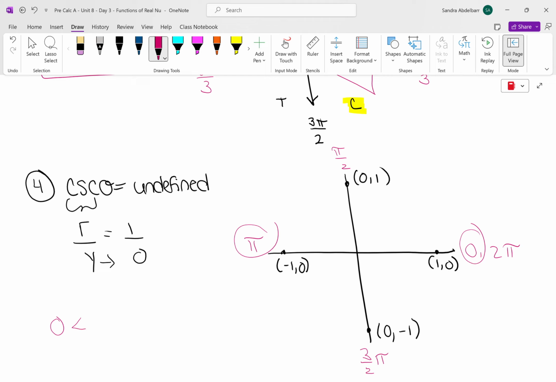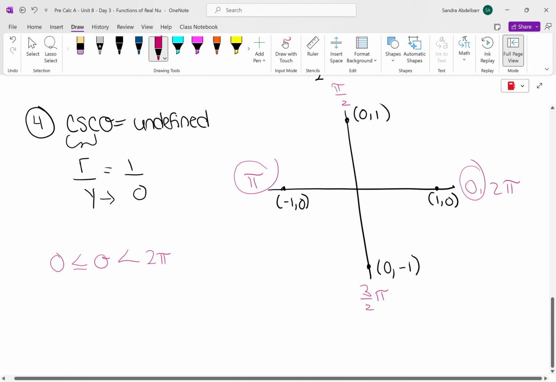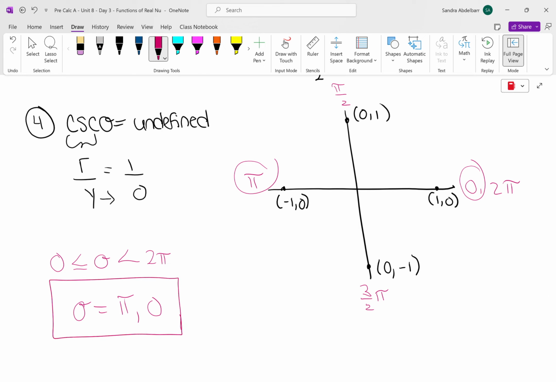Pi and not 2 pi, because remember, we're between 0 and 2 pi, 0 included, 2 pi not included. So we're going to choose 0 and we're going to choose pi. So theta will equal pi and 0.